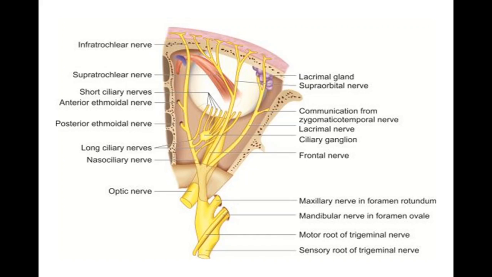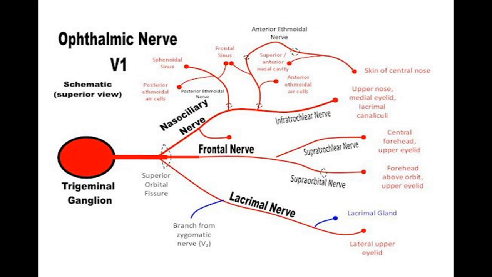This is one more picture. You can go through it. The branches from the nasociliary are the anterior ethmoidal, posterior ethmoidal, and its continuation as the infratrochlear nerve. The frontal nerve has two divisions on the anterior side, the supratrochlear and supraorbital nerves. And the lacrimal nerve branches to the lacrimal gland and even the upper eyelid.